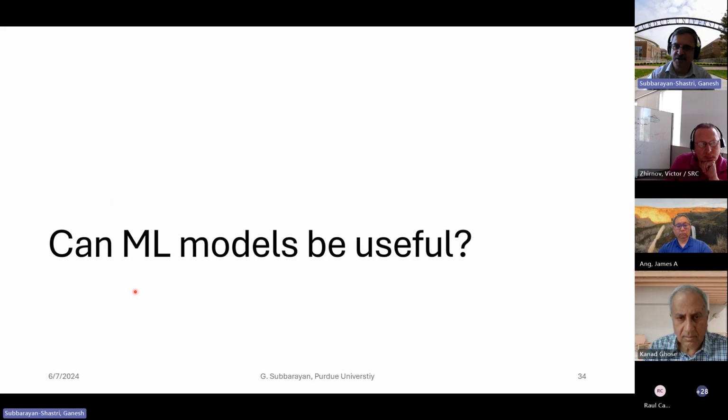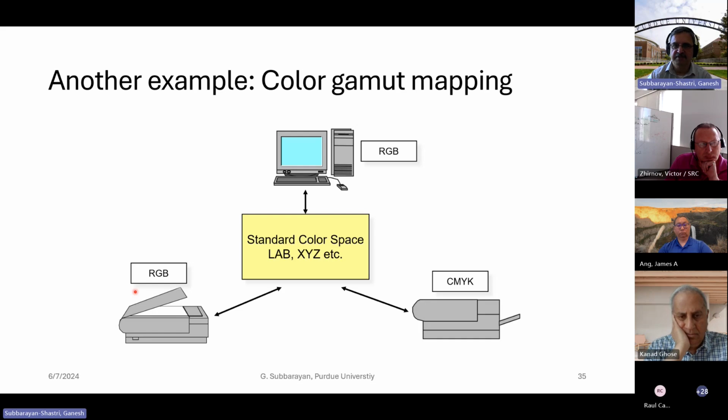So can machine learning models be useful? The answer is yes, absolutely. And I'll give you an example. This is, again, a little bit of a story behind this. I was in IBM, and then I went and joined University of Colorado. IBM printing division was based out of Boulder in Colorado, and they had room-sized printers, and they were required to provide to their customers what are called ICC profiles, International Color Consortium profiles. So IBM was kind enough to give me a grant to develop color consortium profiles for their room-sized printers.